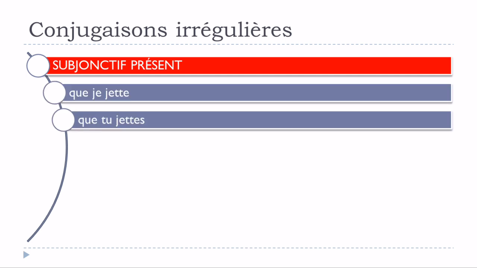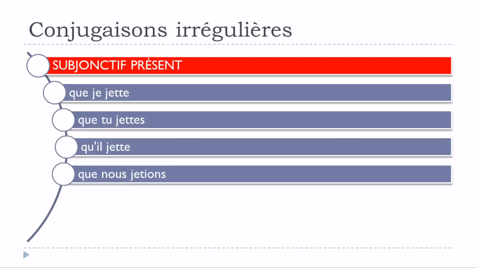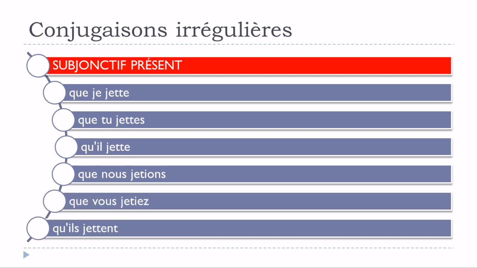Que je jette, que tu jettes, qu'il jette, que nous jetions, que vous jetiez, and then qu'ils jettent. So what can we see here? We can see that je, tu, il, and ils will be affected because you have to, as we did previously, double this letter. But for nous and vous, you don't touch them; you just follow the rule of construction of the subjonctif présent for the verbs from the first group. So que je jette, que tu jettes, qu'il jette, que nous jetions, que vous jetiez, and then qu'ils jettent.